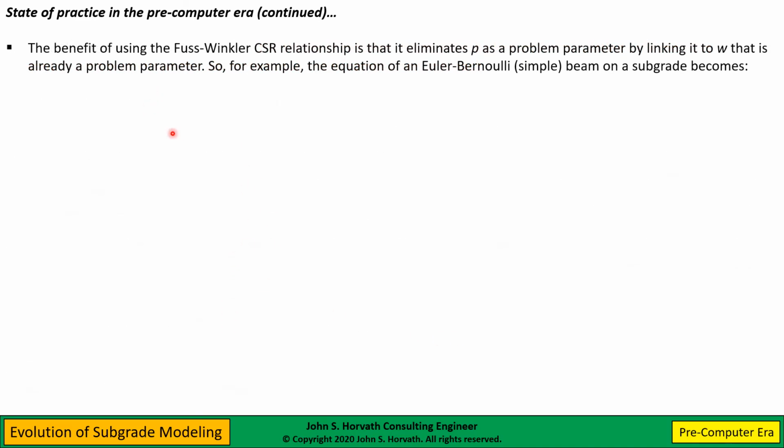Of course, the benefit of the Fuss-Winkler coefficient of subgrade reaction relationship is that it eliminates subgrade reaction as a problem parameter because it's linearly linked to settlement that is already a problem parameter. So if we stick this in the Euler-Bernoulli or simple beam on a subgrade, this equation, which we saw previously, becomes this.